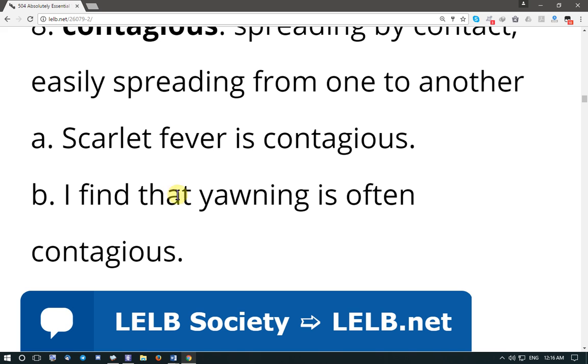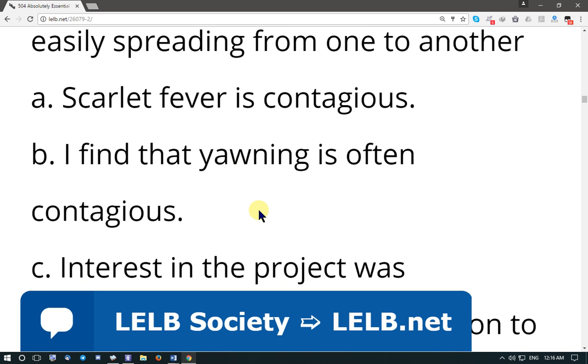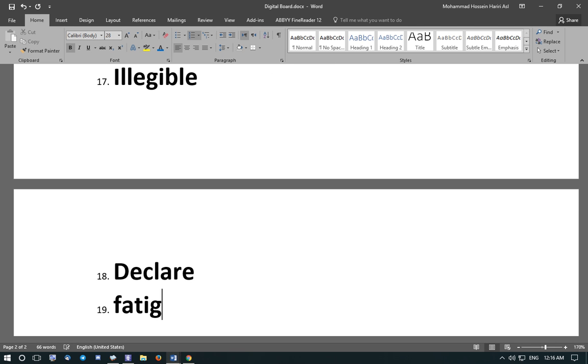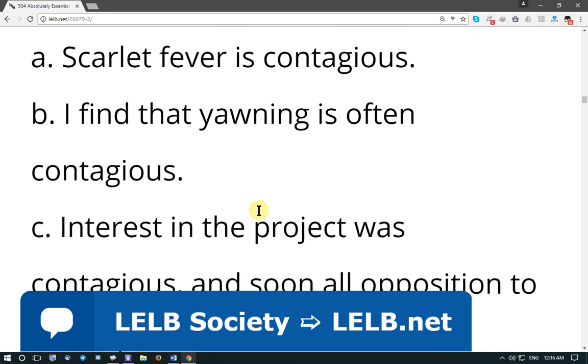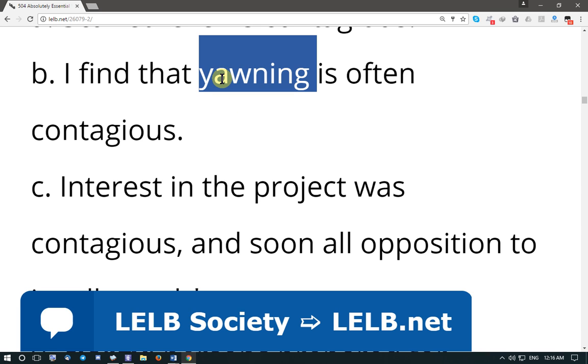I find that yawning is often contagious. It's not a disease, it's a sign of fatigue. Let me write it down. Fatigue, tiredness, exhaustion. For example, if somebody yawns in front of you, you tend to do the same thing. You know, to yawn means to open your mouth as far as possible to inhale a lot of oxygen, because your brain at that time needs more oxygen.